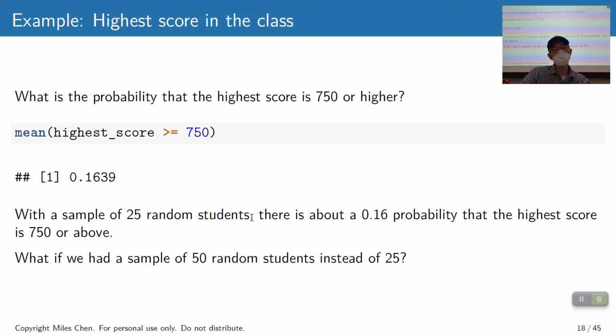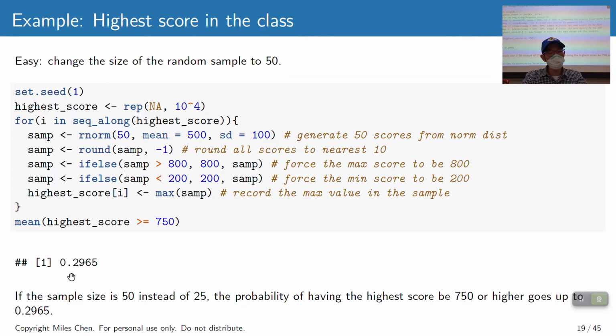Okay, what would happen if we had a random sample of 50 students rather than 25? What do you think would happen to this probability, the probability that your highest score is 750 or higher? Well, with a bigger classroom, you're throwing more darts at the wall, right? So now you have a better chance of hitting 750 or higher. So with 50 students, that probability goes up to around 29-30%, okay?